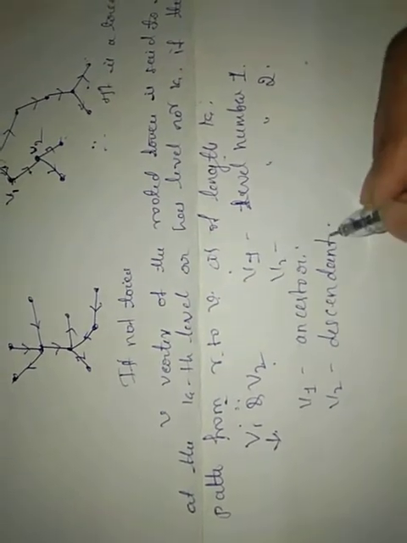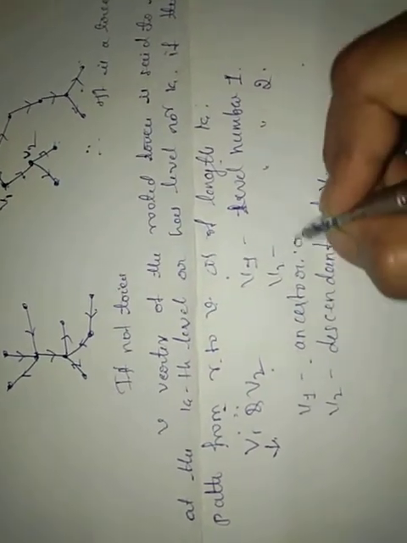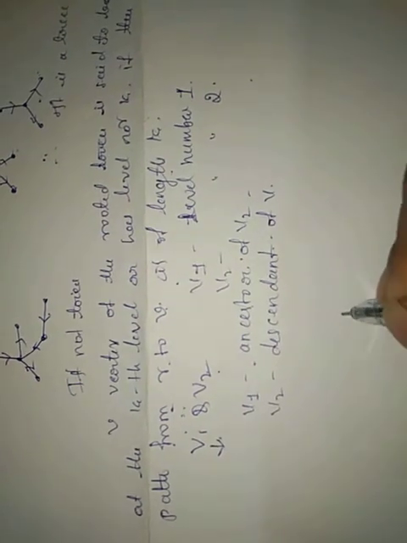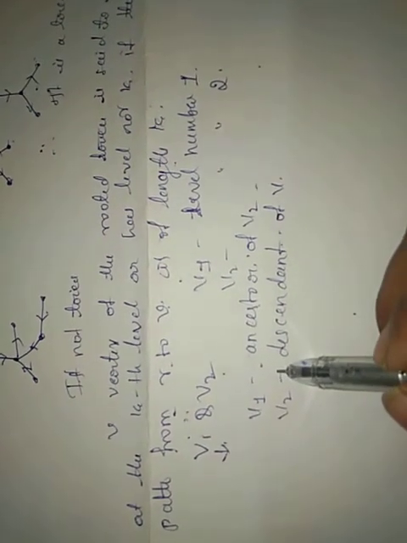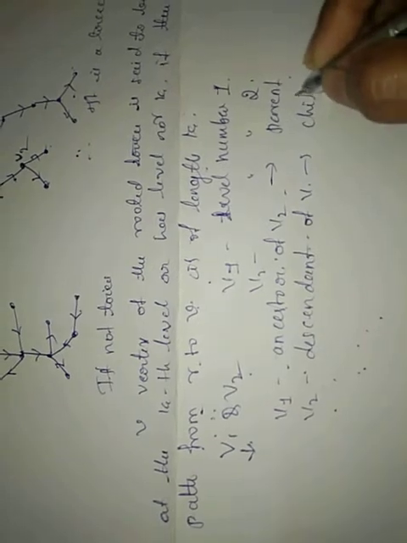V1 is an ancestor and V2 is a descendant of V1. In particular, if V1 and V2 are such that V1 has a lower level number than V2, and there is an edge from V1 to V2, then V1 is called a parent and V2 is called a child.